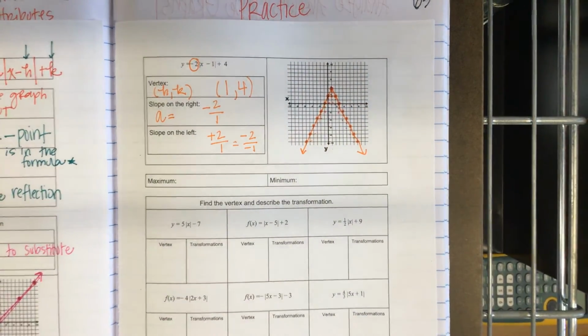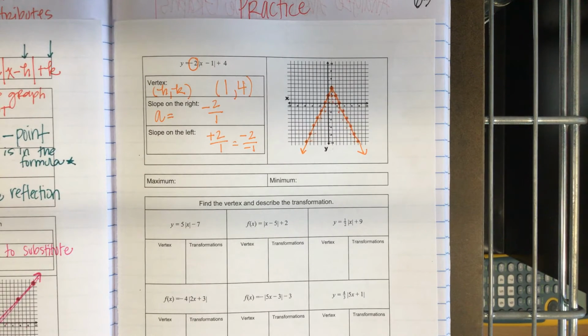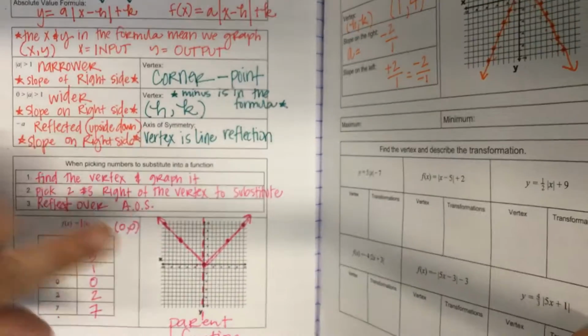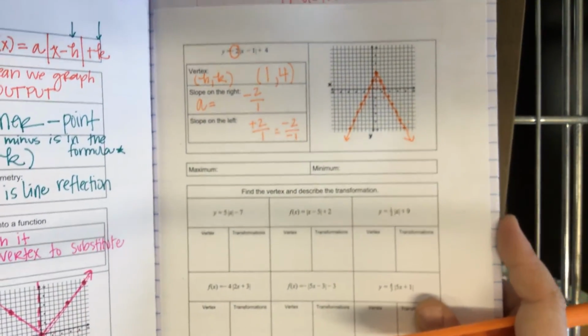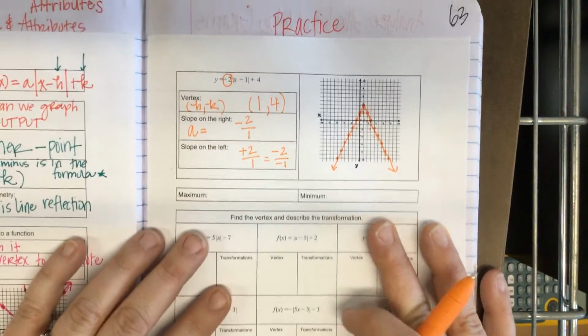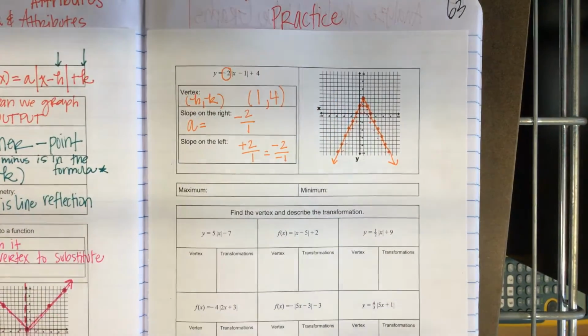No, this is not. The only parent one is y equals the absolute value of x. Because if you look at it, is this narrower than this guy? Yeah. And it opens down because it has a negative a value.